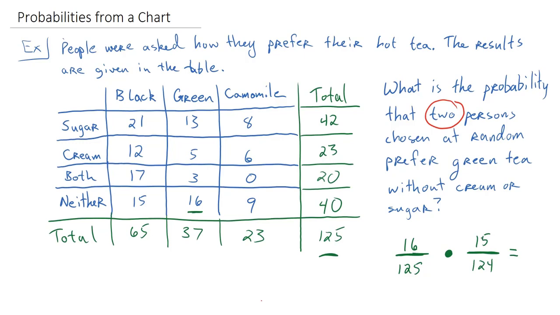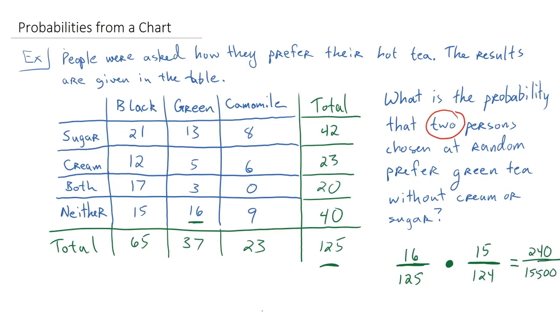Then you multiply them up with the assistance of your handy dandy calculator. When we do that, we get 240 over 15,500, and then we have to reduce that down, of course. Alright, so hopefully that helps you see how to digest the information coming from a table like this, and hopefully it also helps you review some of these different types of probabilities that we've been looking at. Give some of these a try and let me know how you fare.